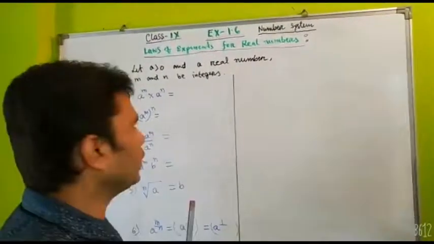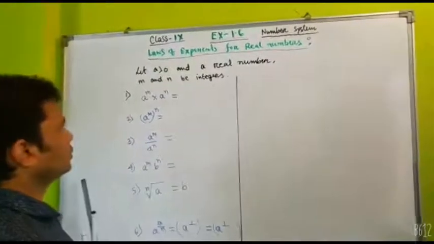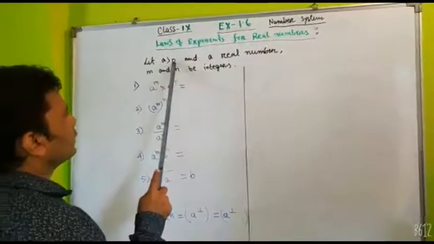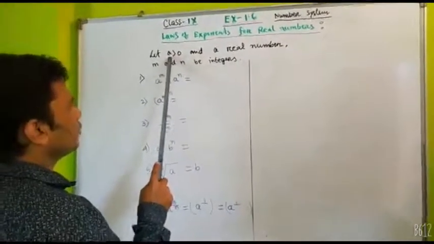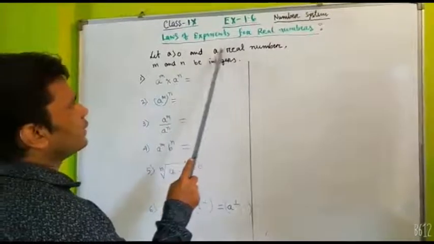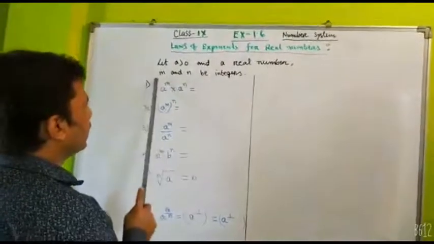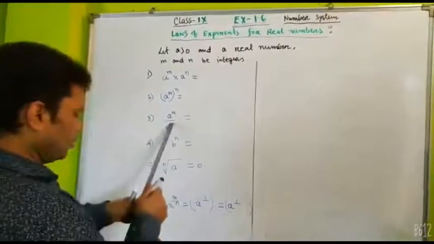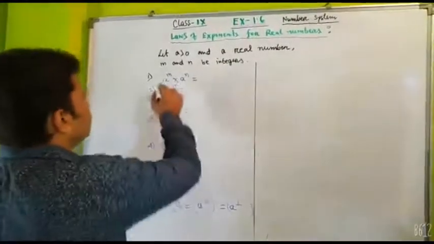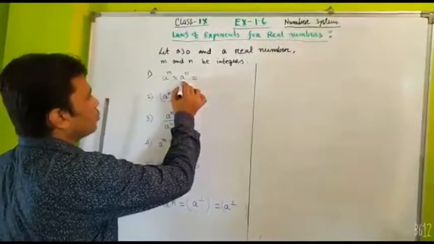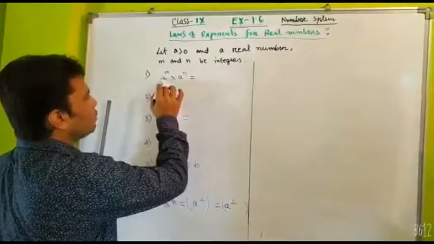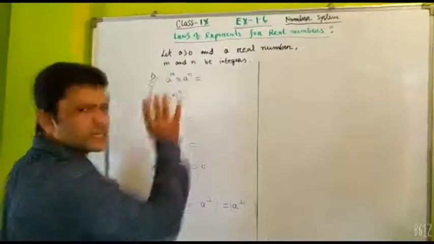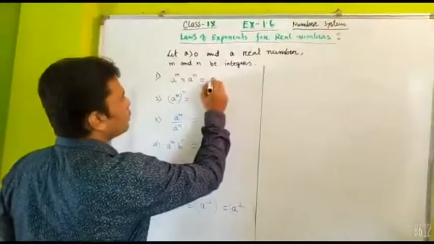Suppose let a be greater than 0. The value of a is positive and a real number, and m and n are integers. Then we can write a to the power m and a to the power n. This is called the base, a is the base, and this is called the power. So if the bases are same, then we will write the base, then we will add the powers, that is m plus n. Is it clear? Base are same.